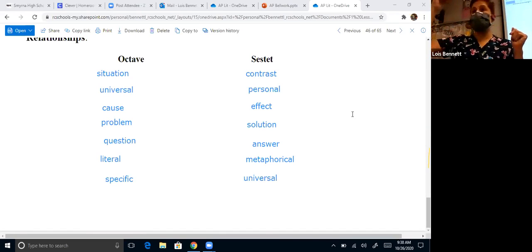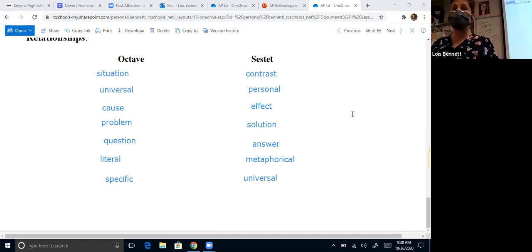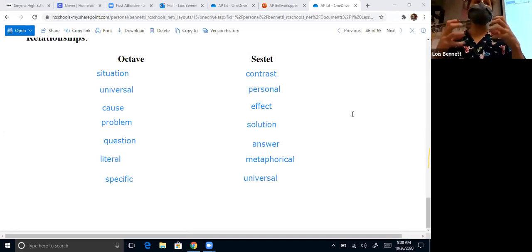Like, it doesn't have to be that there's a problem in the octave and the solution in the sestet. They could start with the solution and then explain what the problem was. It could be that it starts metaphorically and then ends with the literal. Or it starts with a universal problem and then applies it specifically, which is kind of what's going on in our Petrarch poem. So this just gives you some vocabulary and some ideas of how to apply the structure of the poem and how to think about sonnets in terms of the structure that is established helps convey the meaning.